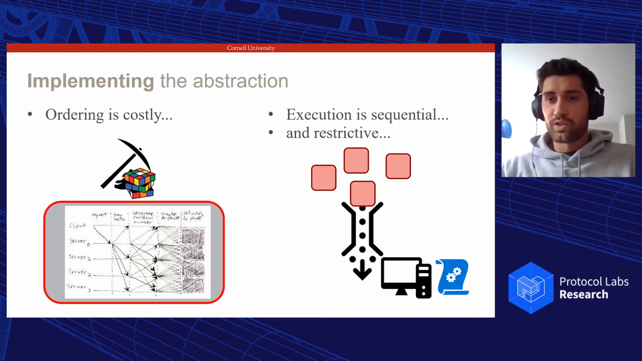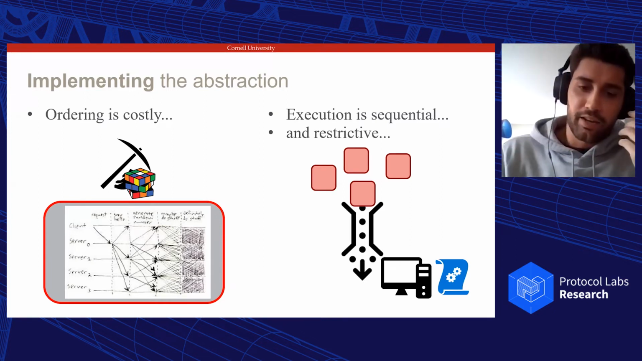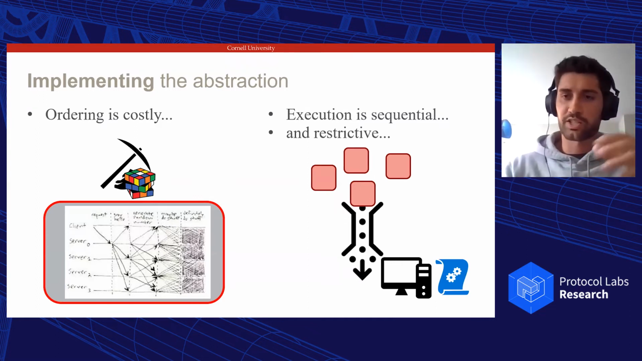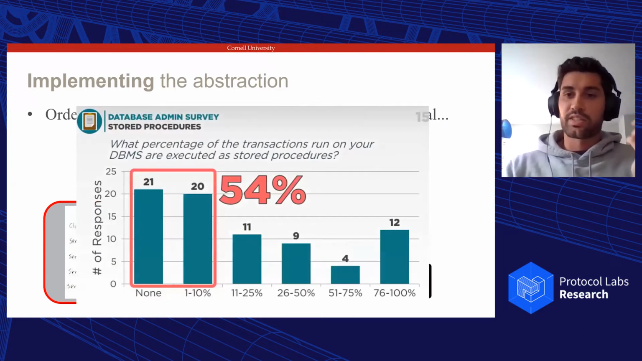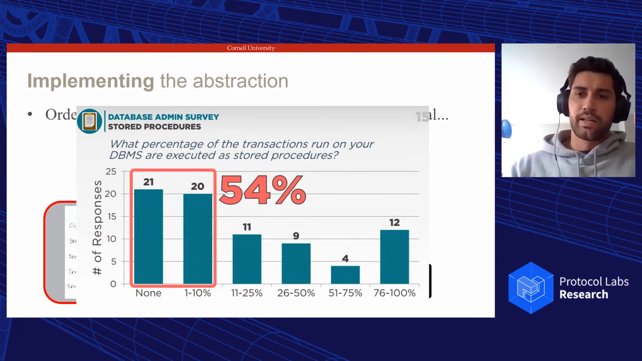And to make matters worse, this kind of order-execute pattern usually forces us to use restrictive transaction models such as stored procedures, one-shot transactions, or even UTXO models that in practice database systems don't actually use very much. In fact, there was this interesting study in 2017 performed by CMU that showed that the majority of database systems use stored procedures less than 10% of the time. So we want to strive to do better than that.